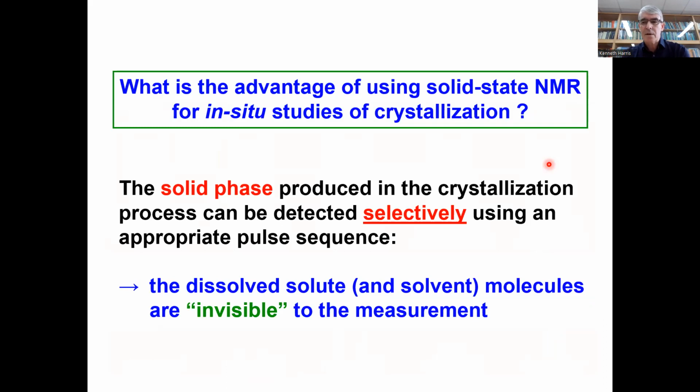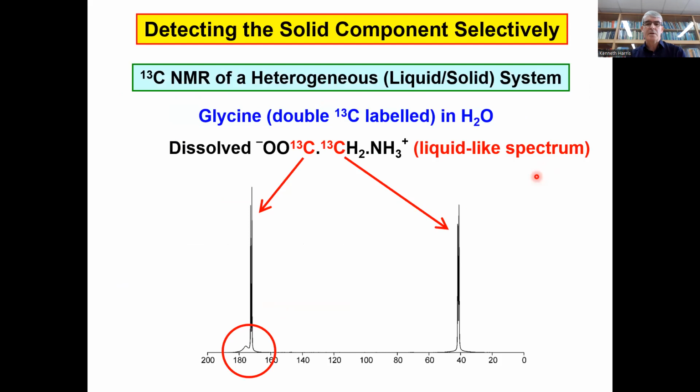And the big advantage is that we can set up the measurement conditions such that we detect only the solid phase, and the liquid phase, the solute dissolved in the liquid phase, and so on, are actually invisible to the measurement. So we can set up the NMR measurement so that we selectively detect only the solid phase. And that can be very advantageous in allowing us to study early stages of crystallization where the amount of the solid phase is very small and most of the molecule of interest is actually present in the liquid phase. But we focus in only on the solid component of the system of interest.